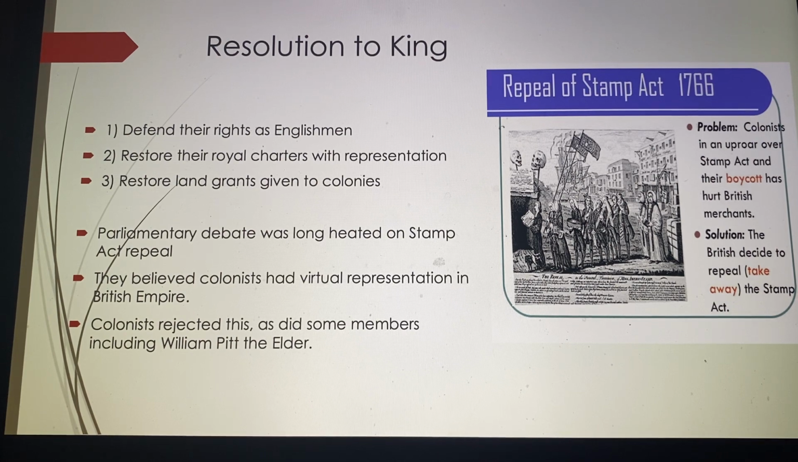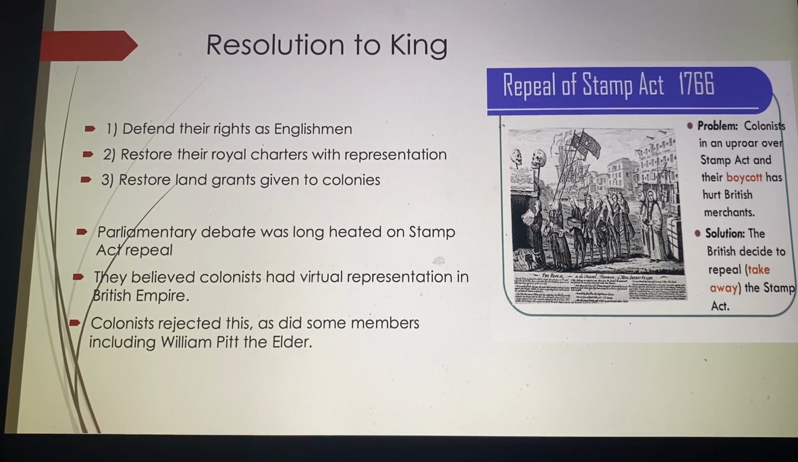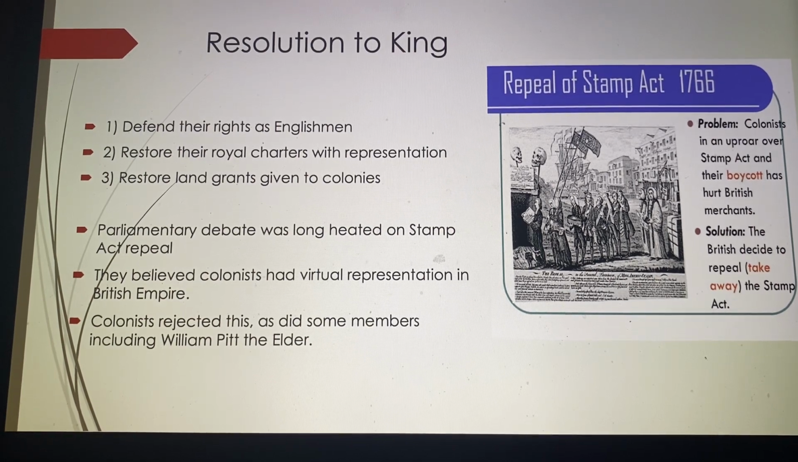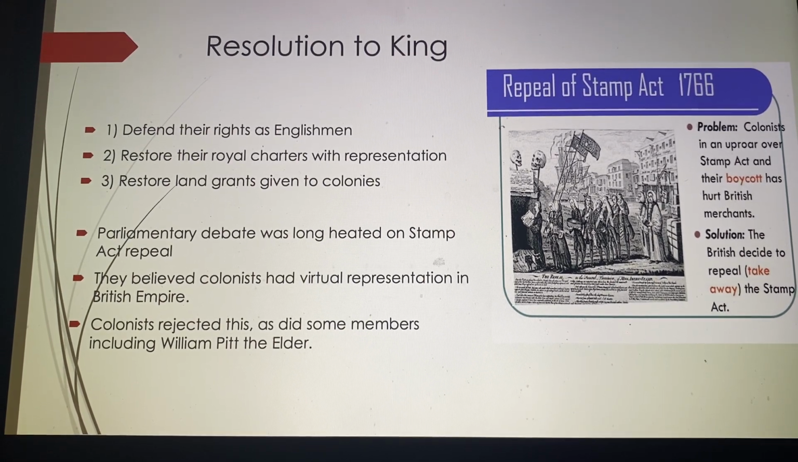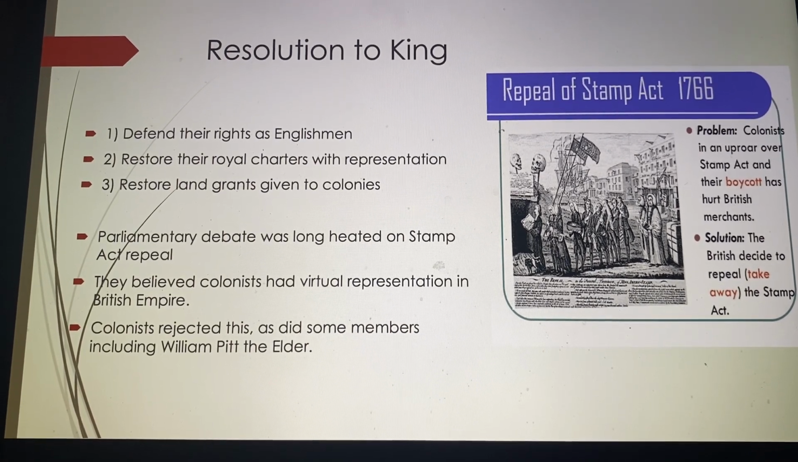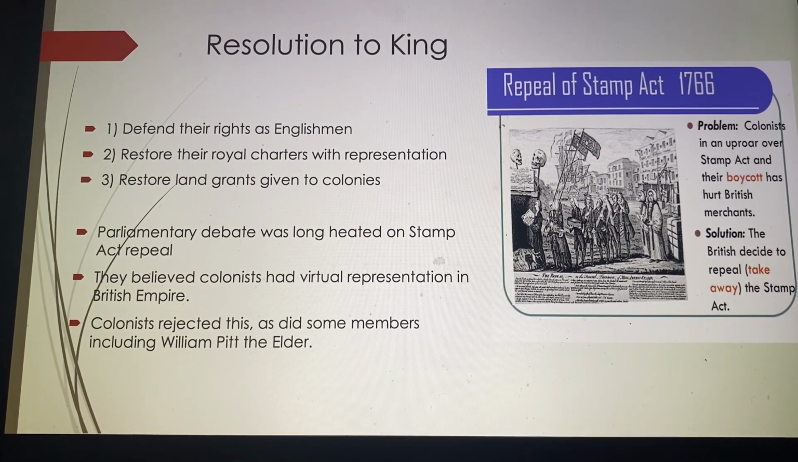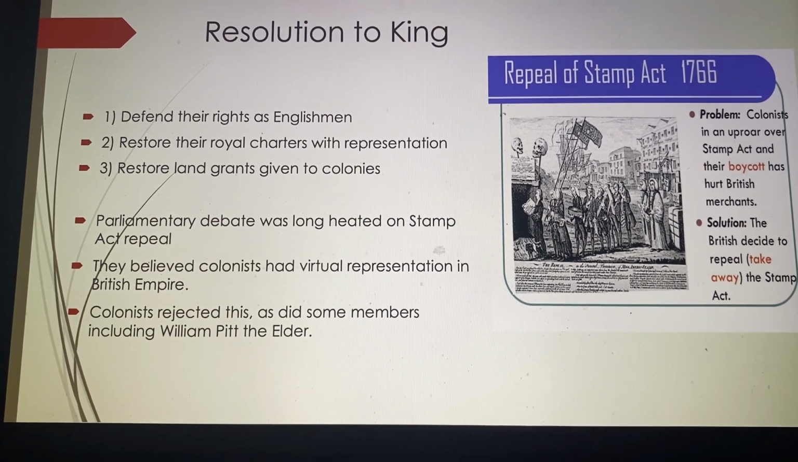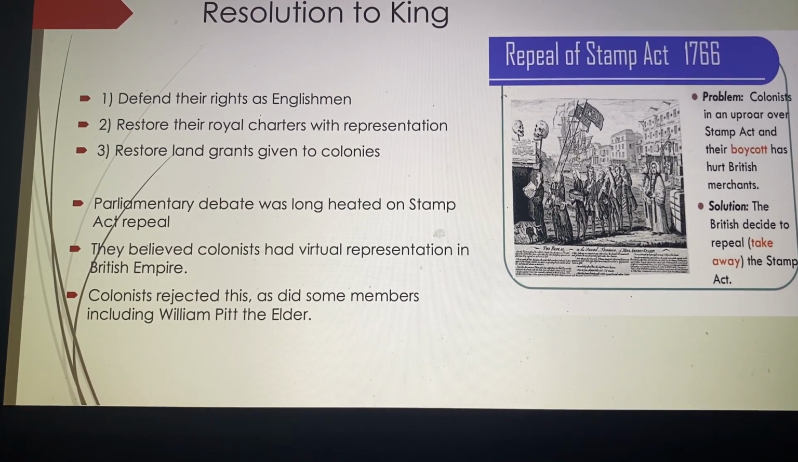The parliamentary debate on the Stamp Act repeal was long and heated, and they believed the colonists had virtual representation in the British Empire. They just thought, you already have representation. And the colonists rejected this, as did some members, including William Pitt the Elder. So there were some in Parliament who said, no, the Americans have a point here.